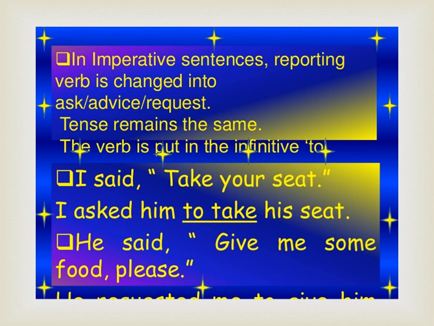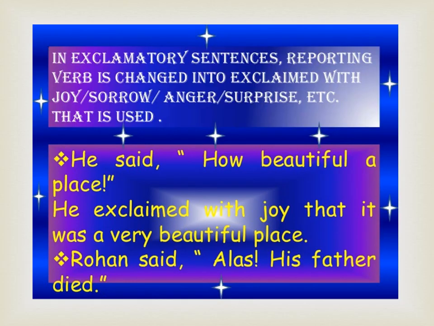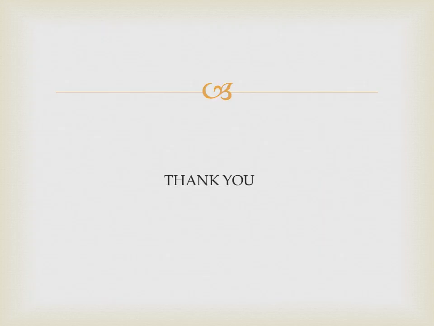Clear, children? Now the exclamatory sentence. In exclamatory sentences, the reporting verb is changed into exclaimed with joy, sorrow, anger, surprise, etc. So here we are going to use that. He said, "How beautiful a place!" He exclaimed with joy that it was a very beautiful place.